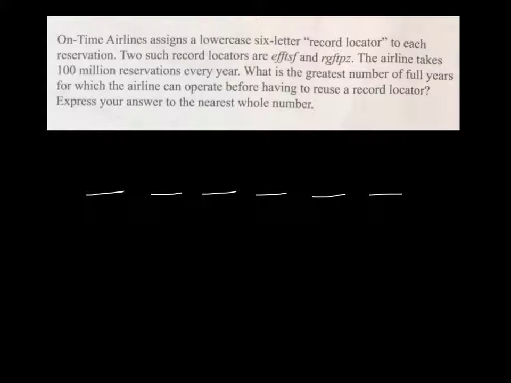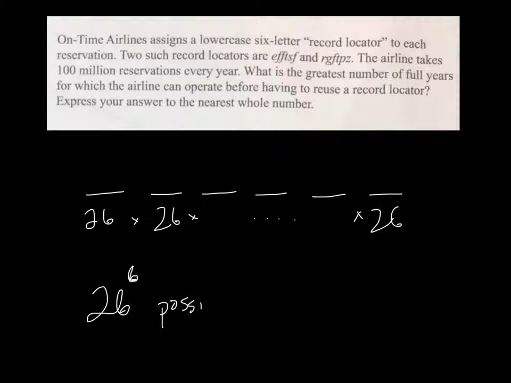We're making 6 choices, each one of which is from the 26-letter alphabet. So 26 times 26, ... There are 26 to the 6th possible locators. All right, and the question is, how long can they go before running out?